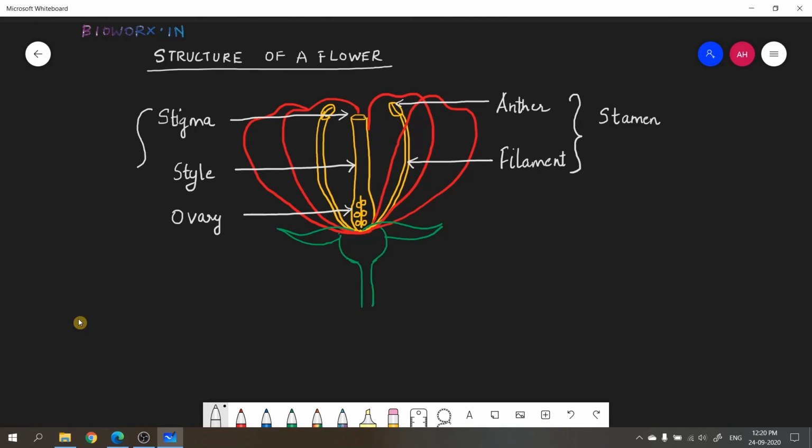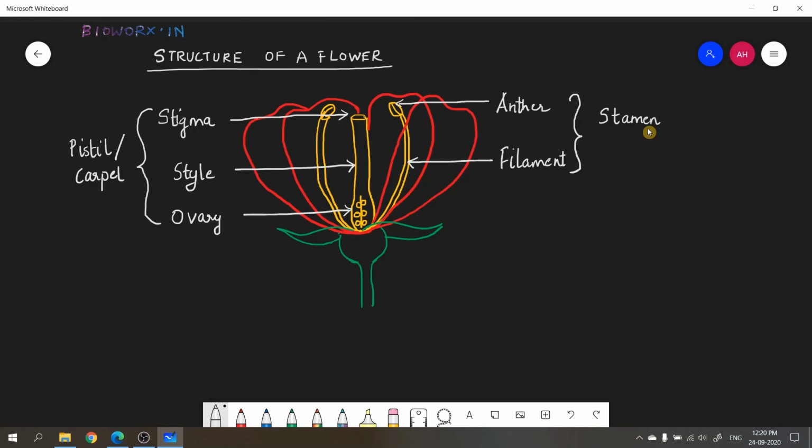All three together make up the female part of the flower, which we call a pistil or a carpel. So there are two names here for the female part of a flower. For the male part of a flower, we generally use the term stamen. Alright, so those were the male and the female parts of a flower.